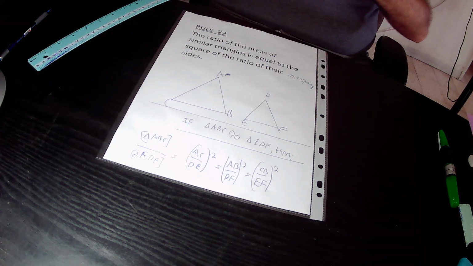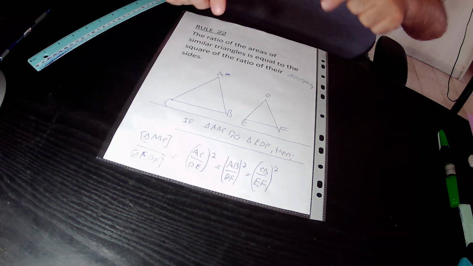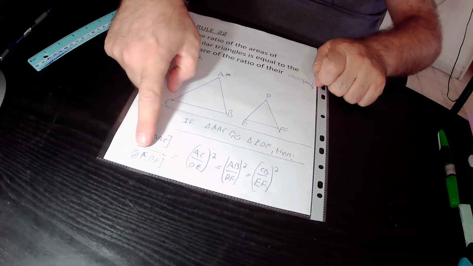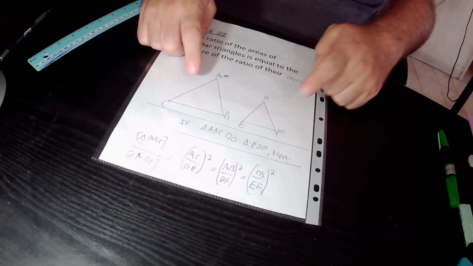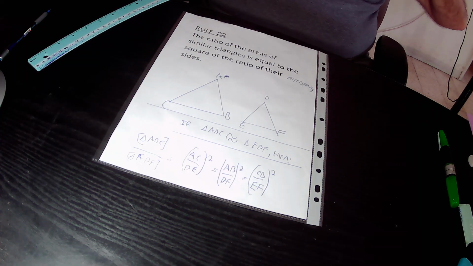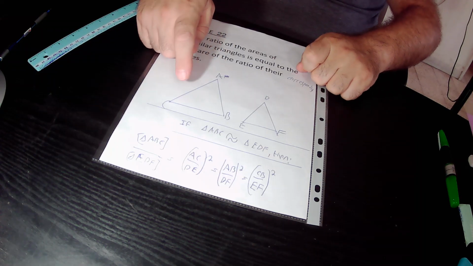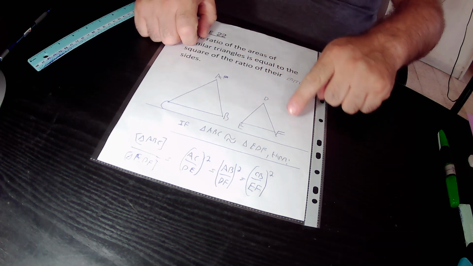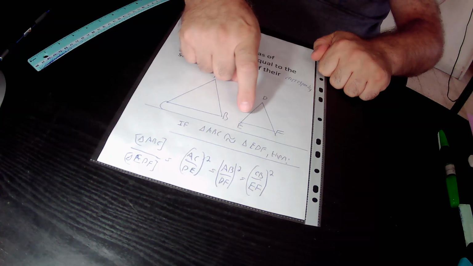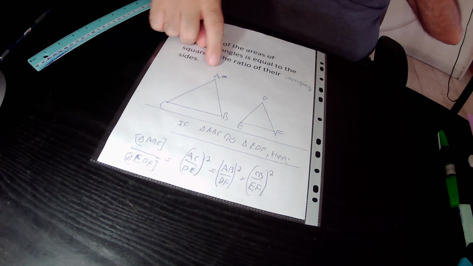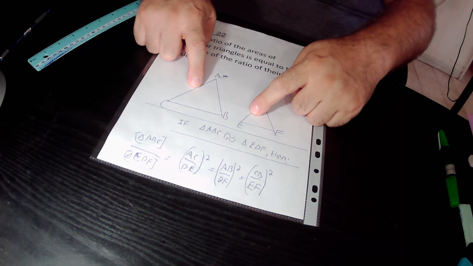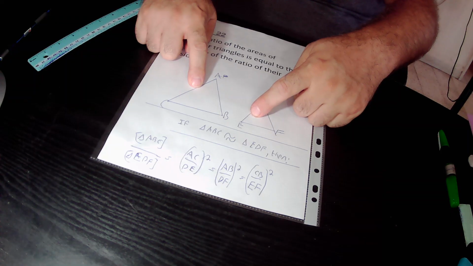So according to Rule 22, the ratio between the areas of those two triangles, that is, the area of triangle ABC over the area of triangle DEF, is equal to the square of the ratio of their corresponding sides. What is the square of the ratio of their corresponding sides? In those two triangles, side AC is the corresponding side of side DE. Likewise, side AB is the corresponding side of side DF, and finally side CB is the corresponding side of side EF. So the square of the ratio of those two corresponding sides is of course AC over DE squared.